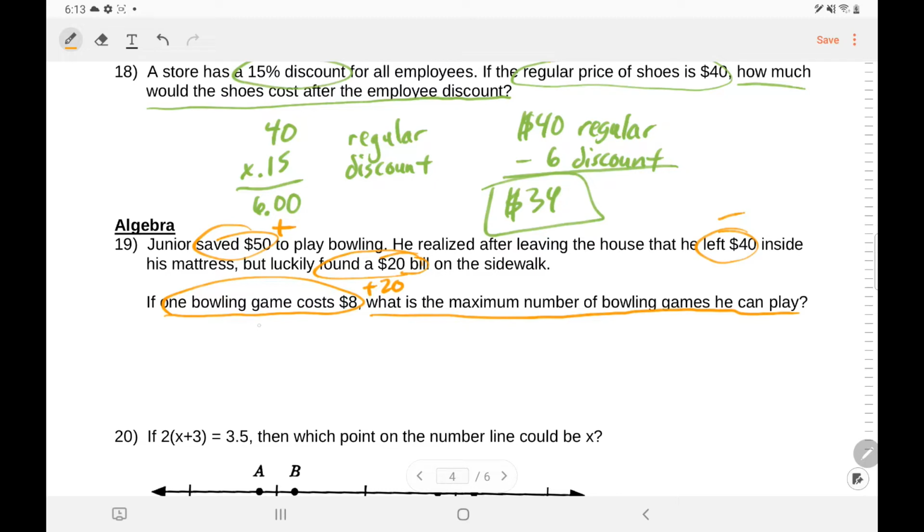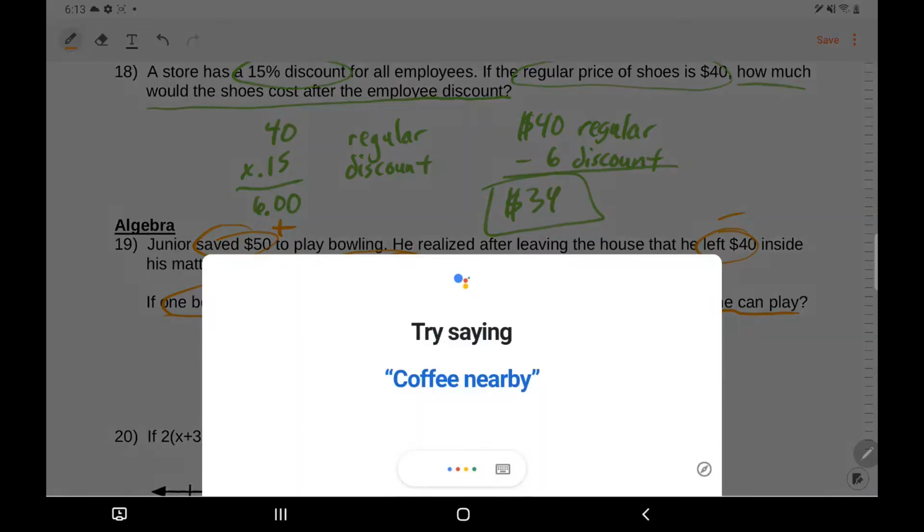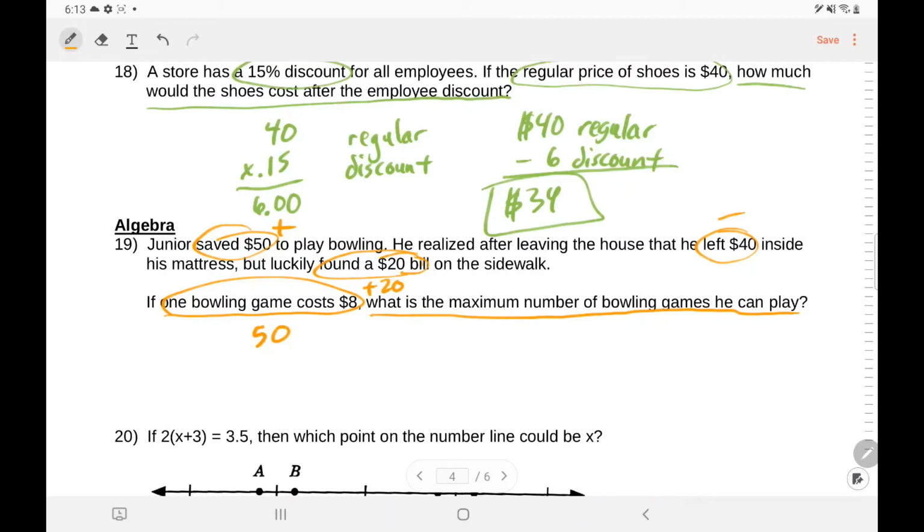Junior saved $50. Okay, he has $50. He realized after leaving the house that he left $40. That means he lost 40. Gives us $10 inside his mattress, but luckily found a $20 bill on the sidewalk. So found 20. That means now he has 30. If one bowling game costs $8, what is the maximum number of bowling games he can play?